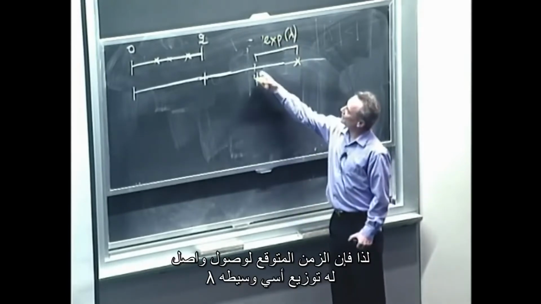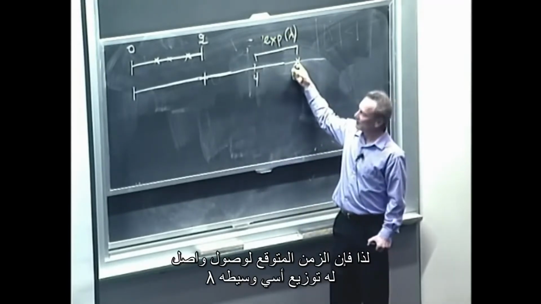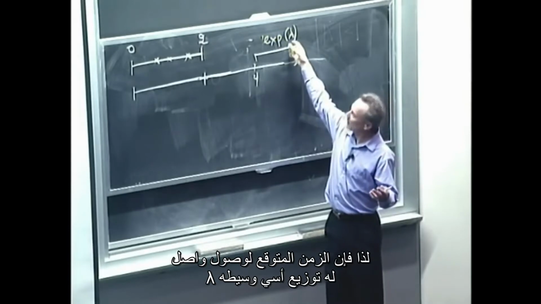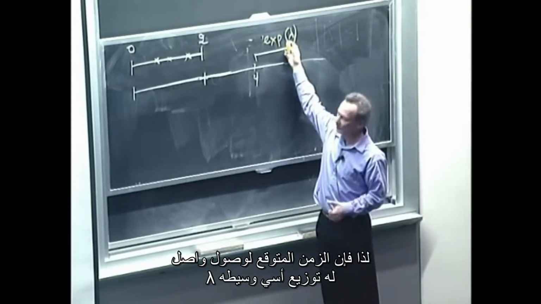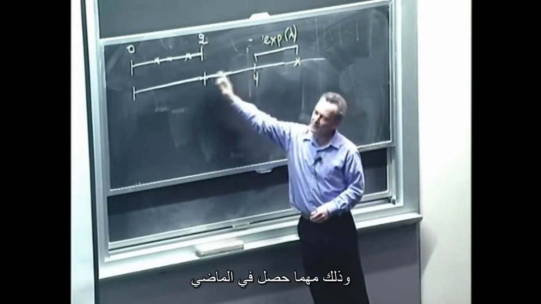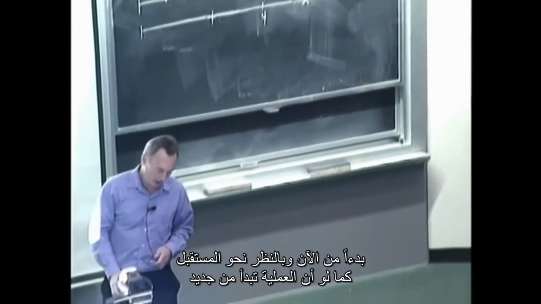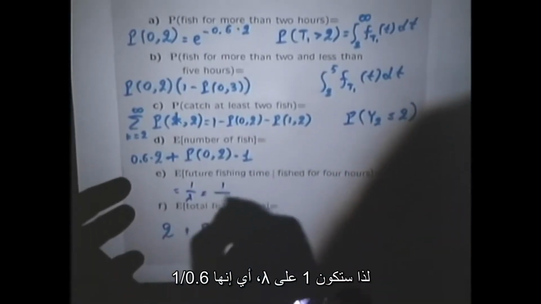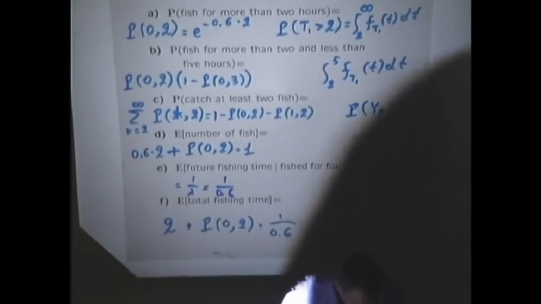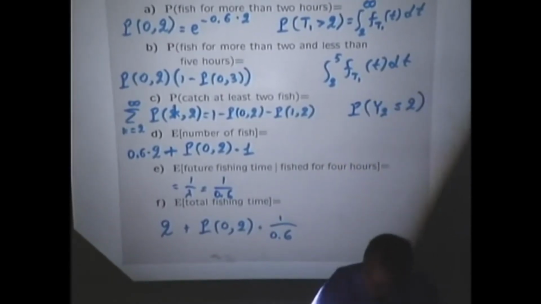So the time until an arrival comes has an exponential distribution with parameter lambda, no matter what has happened in the past. Starting from now and looking into the future, it's as if the process has just started. So it's going to be 1 over lambda, which is 1 over 0.6. Okay.